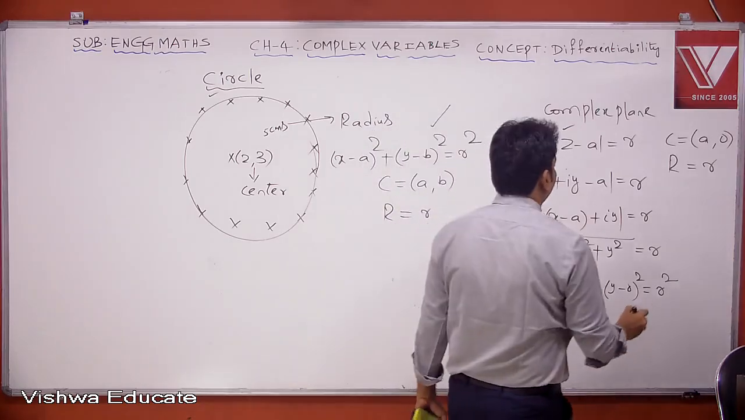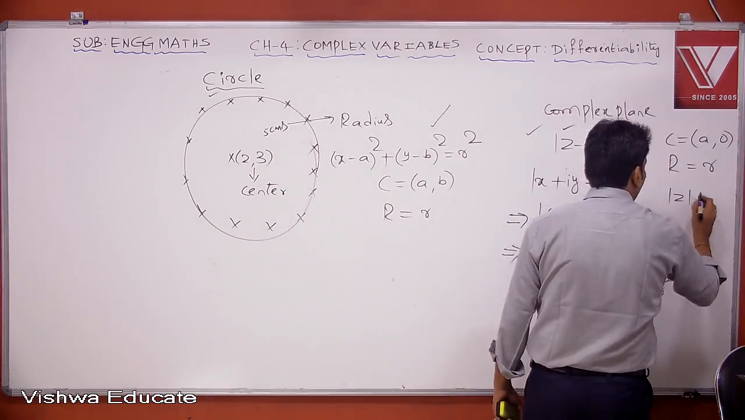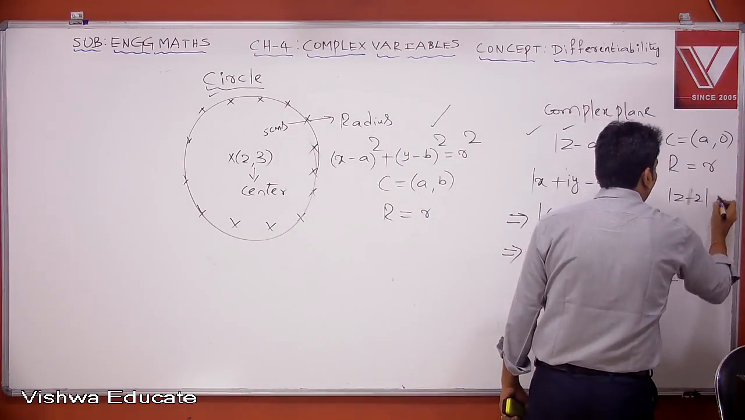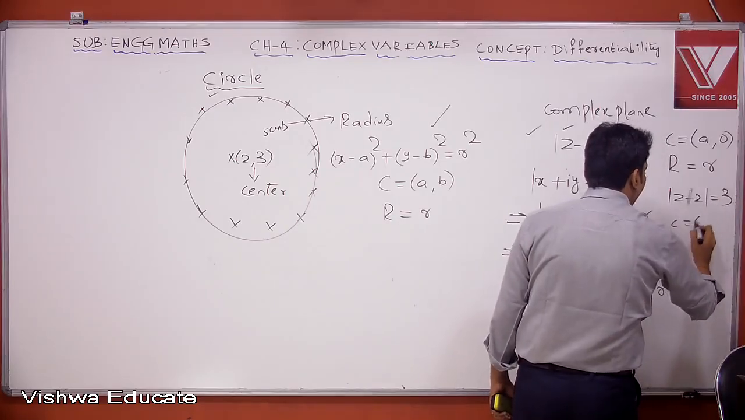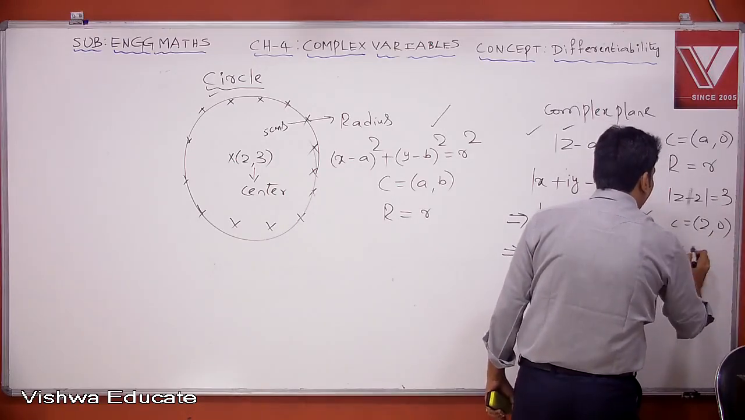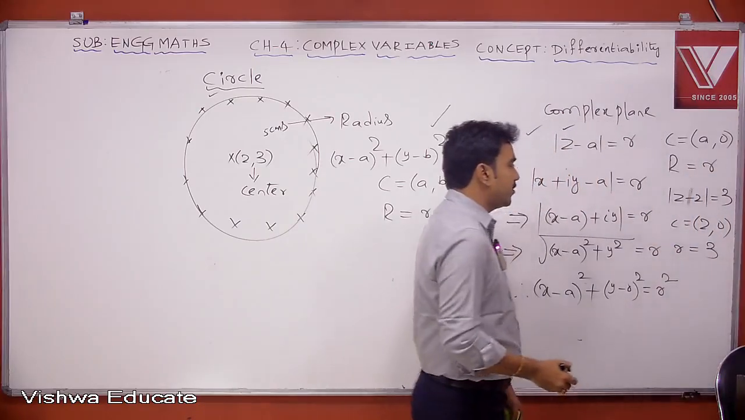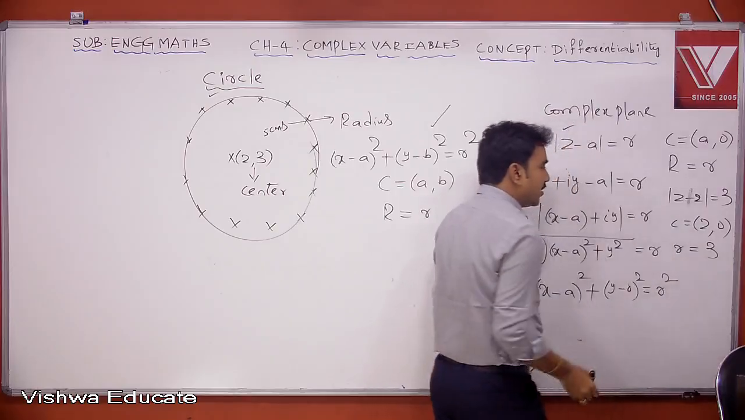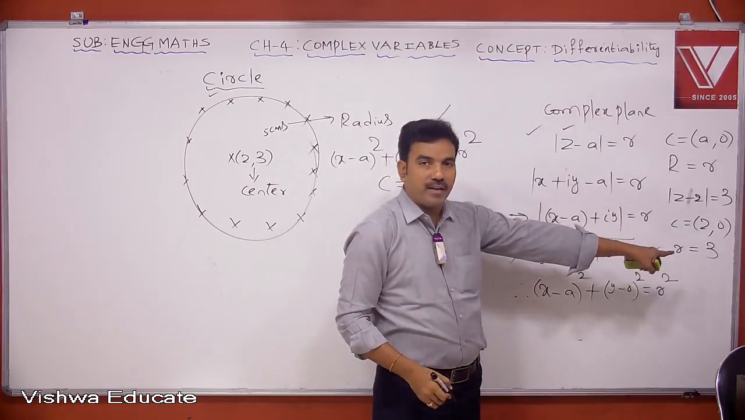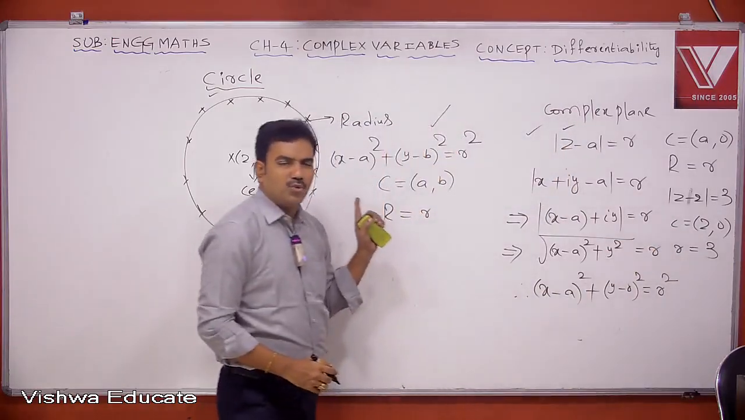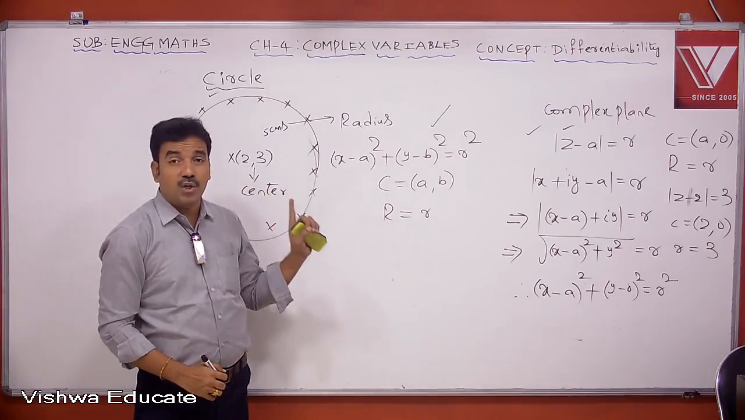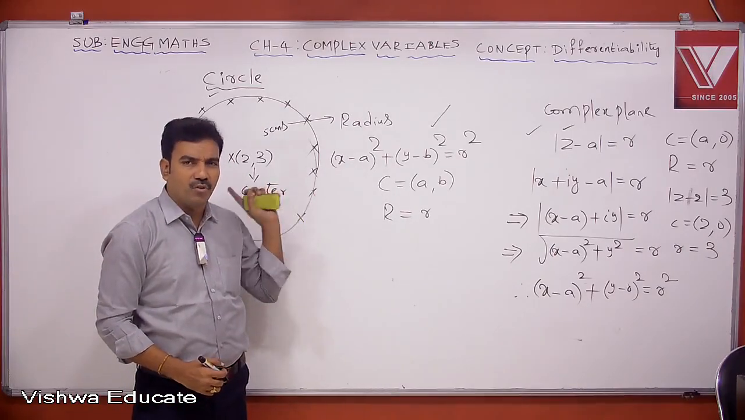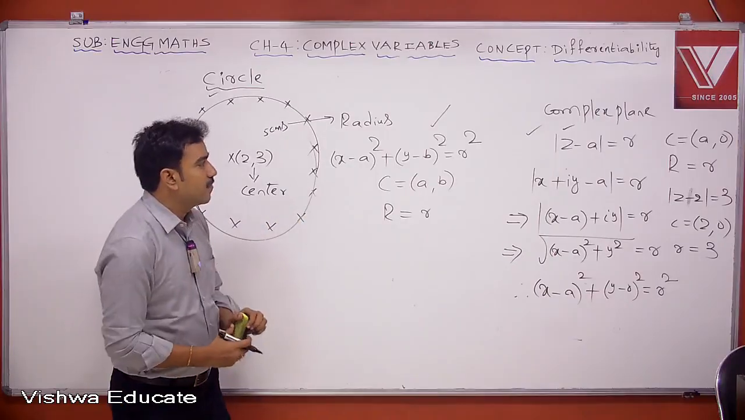One example is this. Suppose I have modulus of z − 2 = 3. Now what is the center of this circle? (2, 0) and radius is 3. So this is my number 2 and this is the complex variable z. In this case center is (2, 0), radius is 3. This is very, very important. Throughout contour integration, we use the contour as a circle. Very powerful concept.